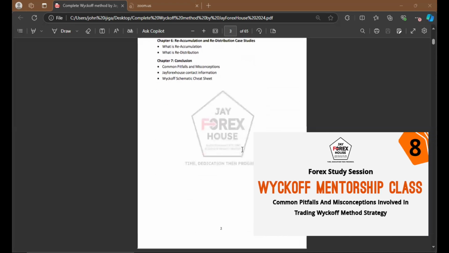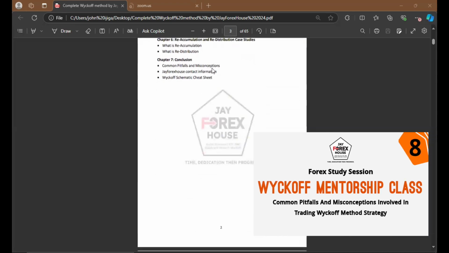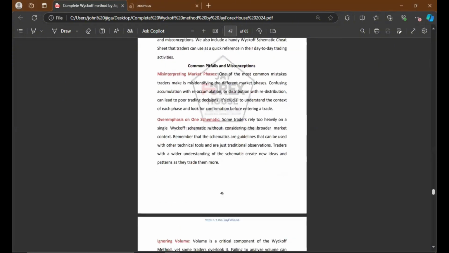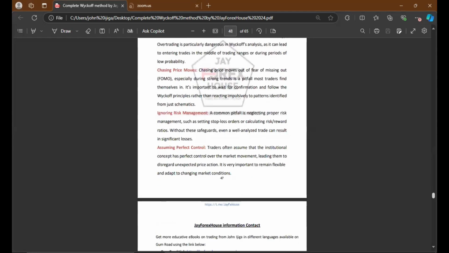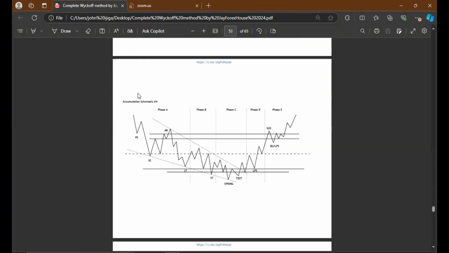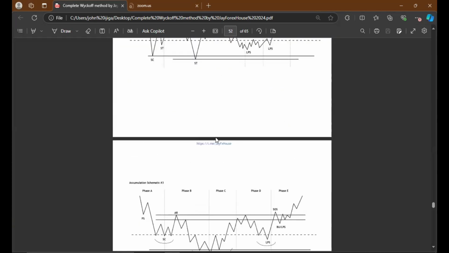Basically, we have talked about the common pitfalls and misconceptions you can have on Wyckoff. Within this particular ebook, you also have access to all the schematics, possible schematics, traditional schematics, you can say, that are available from accumulation 1 to accumulation 4. Okay, they are made available within the ebook.